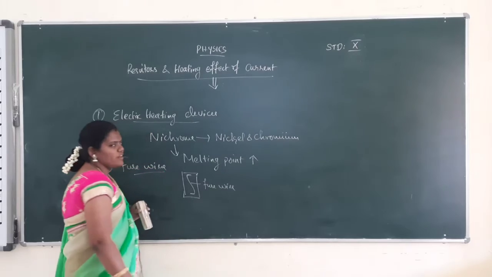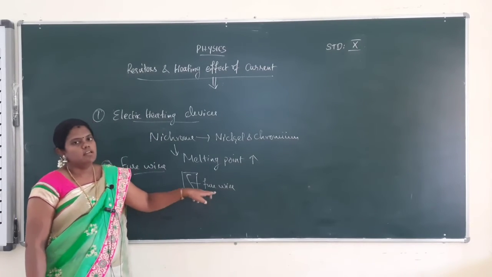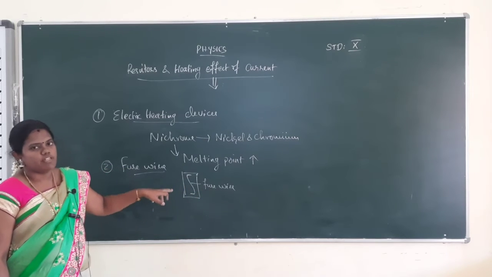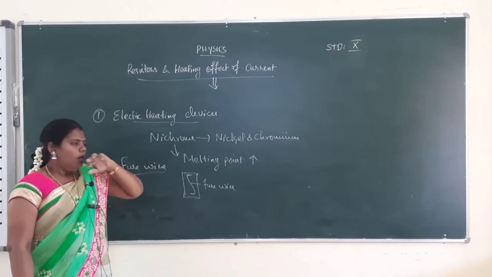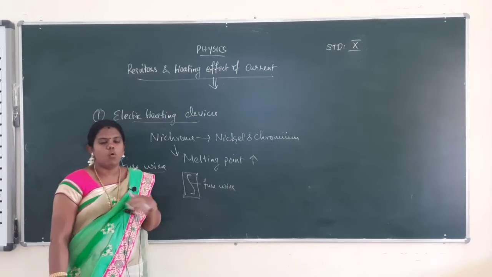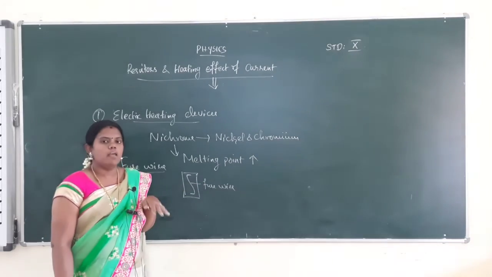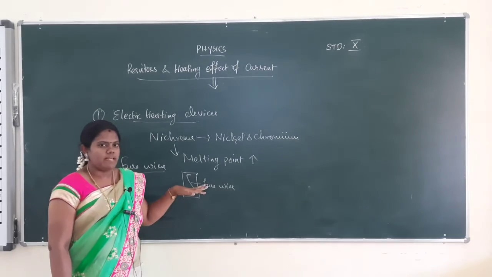Fuse wire is an alloy of tin and lead. Okay, fuse wire. What's the use of fuse wire? In our home, all the electric boards have fuse wire. The current is continuously supplied to all the electronic appliances. Suppose a very high amount of current flows in our home, it can easily damage all the electronic appliances.